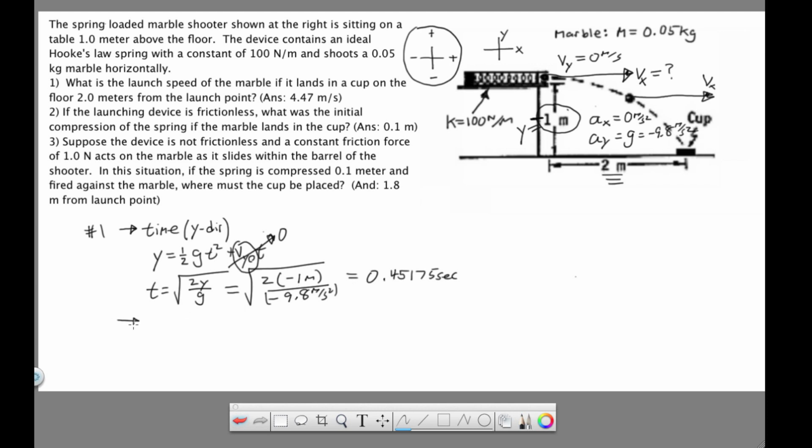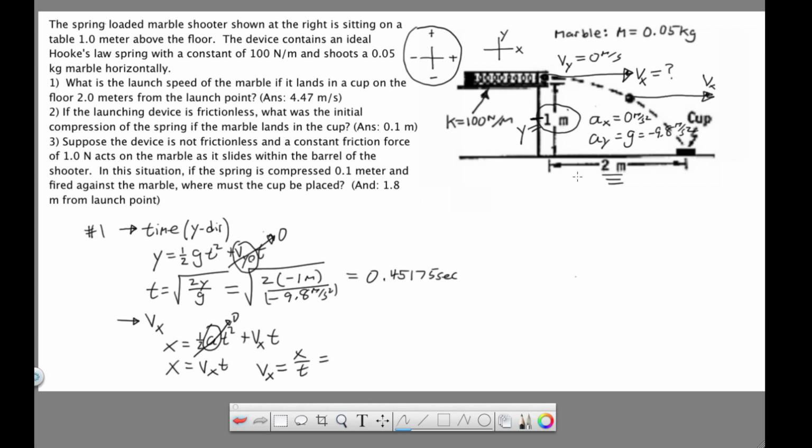Now that we know the time in the air, we can solve for the launch velocity, which is our Vx, the x velocity as the marble leaves the edge of the table. So using the first motion equation again, x equals 1/2 a t squared plus vx t. As we said up here, there's no x acceleration because we know the x velocity remains constant, so that goes to 0, and we're left with x equals vx times t, which means that velocity x is equal to x over t.